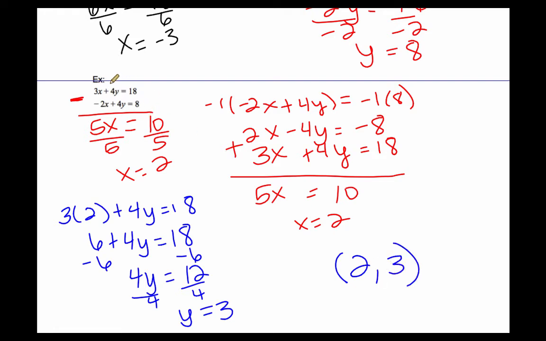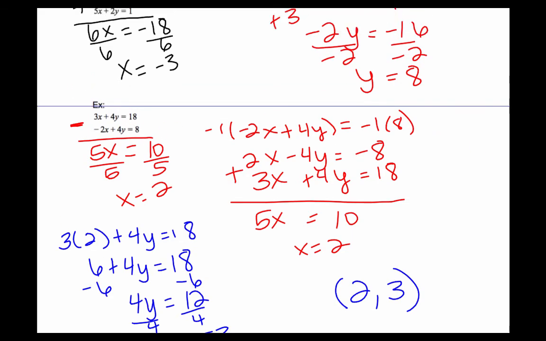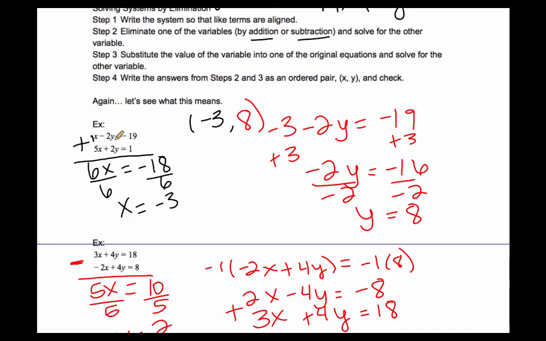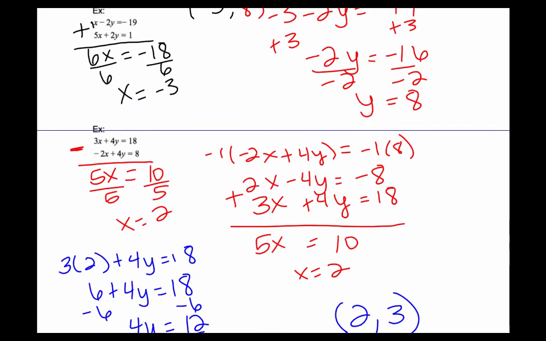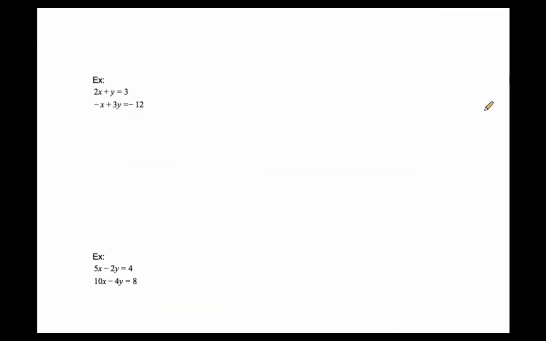So again, the coefficients were the same. They were the same sign, so we subtracted. Whereas up here, the coefficients were the same, but they were different signs, so we added. We still eliminated a variable. All right, let's go to the next page.